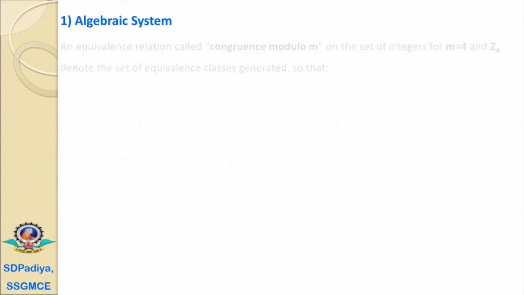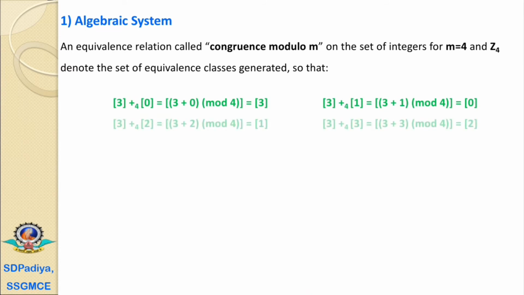For the last row, when i is equal to 3, then 3 plus 0, that is 3, 3 mod 4 is 3. 3 plus 1, 4, 4 mod 4 is equal to 0. 3 plus 2, 5, 5 mod 4 is equal to 1. And 3 plus 3, that is equal to 6, 6 mod 4 is equal to 2.